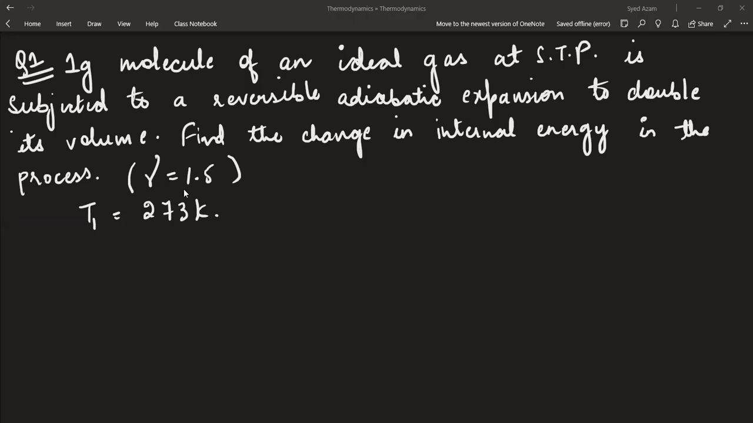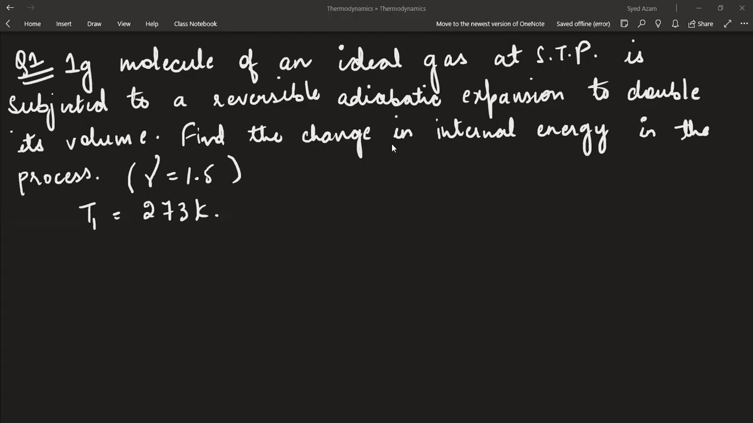Okay. Now let's solve this question. It says that 1 gram molecule of an ideal gas at STP is subjected to a reversible adiabatic expansion to double its volume. Volume is getting doubled. Find the change in internal energy in the process. Look, how can we relate these things? For change in internal energy, you need the work done.